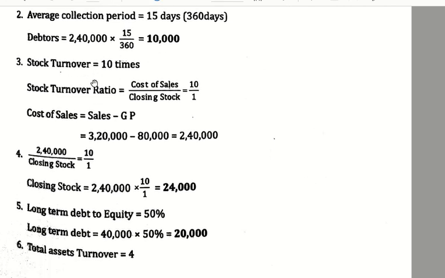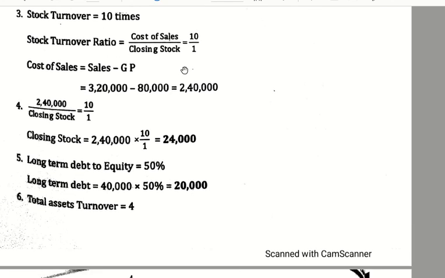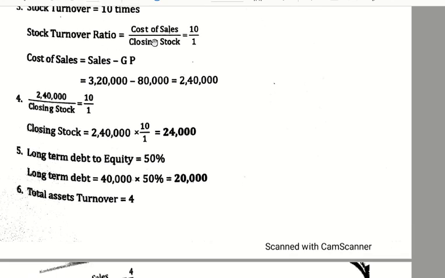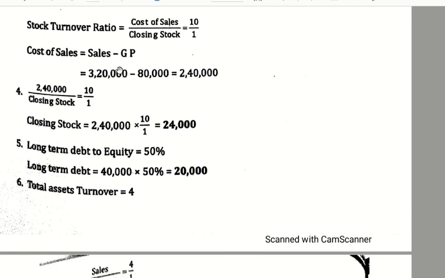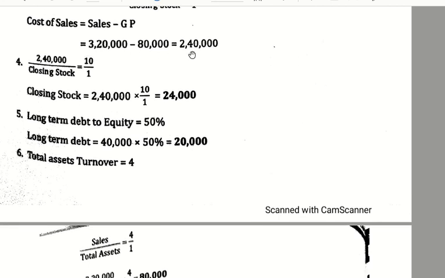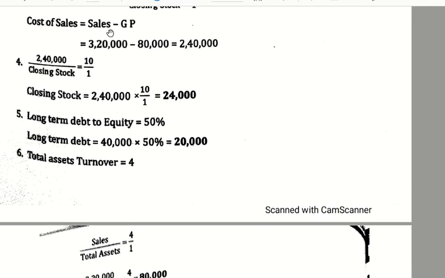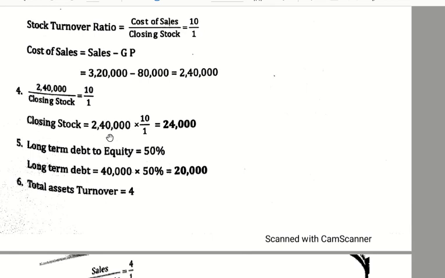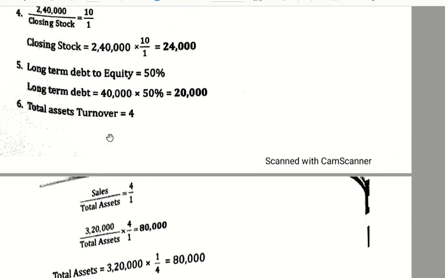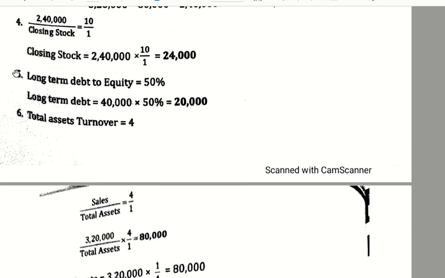So average collection period 15 days, which is of 360 days. So debtors is equal to 2,40,000 into 15 by 360, which is 10,000. Stock turnover ratio is 10 times. So stock turnover ratio is cost of sales divided by closing stock, which they have given in the question as 10 by 1. So cost of sales is equal to sales minus gross profit. So 3,20,000 minus 80,000, which gives you 2,40,000. So 2,40,000 divided by closing stock is equal to 10 by 1, which is our stock turnover ratio. So closing stock is equal to 2,40,000 into 1 by 10 if you cross multiply. So closing stock will be 24,000.